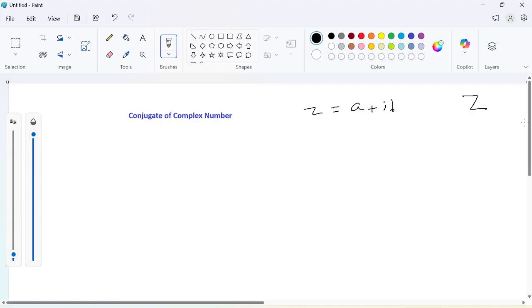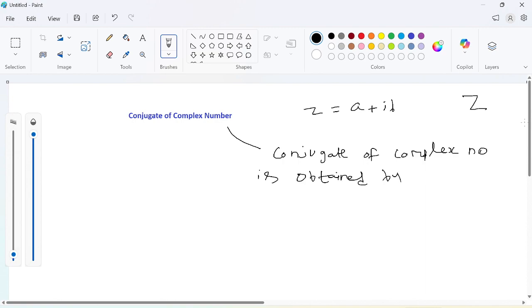Now the conjugate of a complex number is obtained by changing the sign of its imaginary part. Very simple. See, the imaginary part's sign is changed.